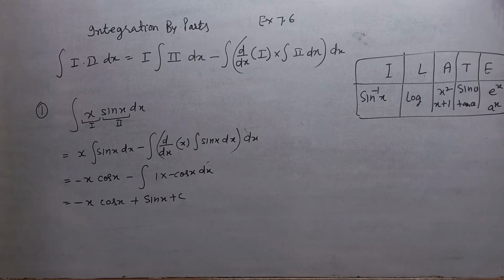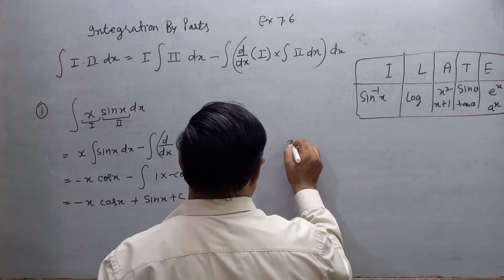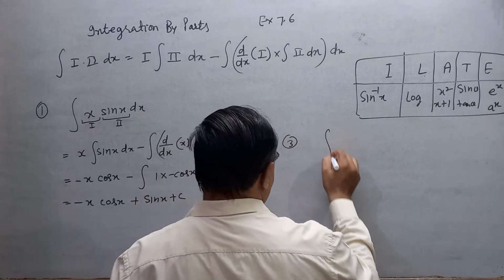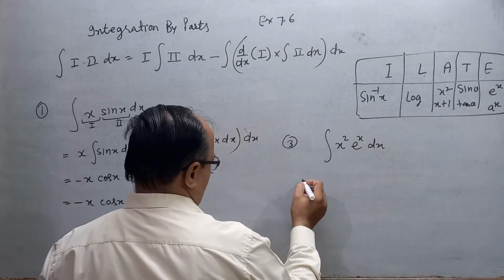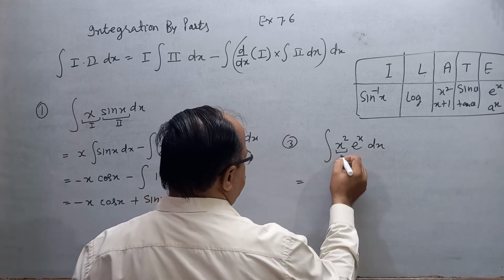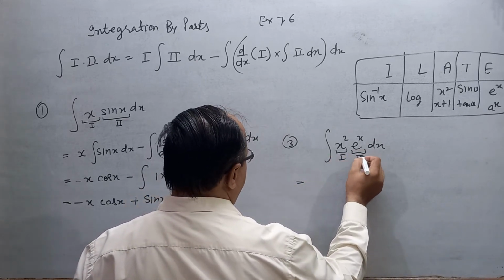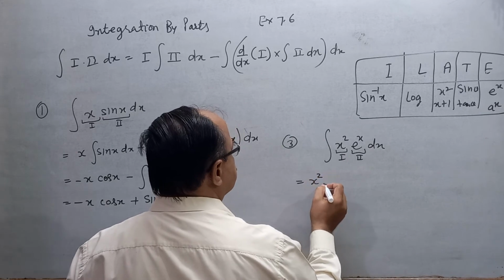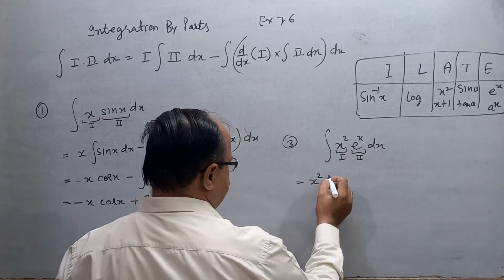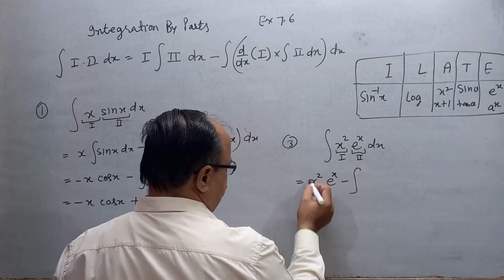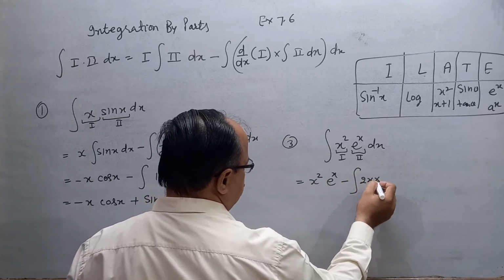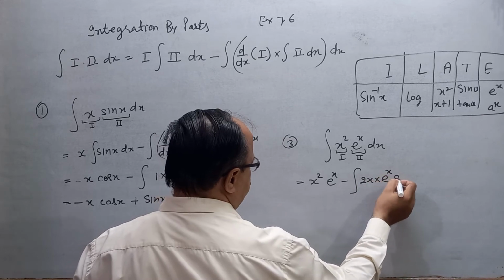I solve one more question, that is the third question: integration of x square e to the power x dx. First function, this is first and this is second. First function as it is, integration of e to the power x, you know that e to the power x. Now derivative of x square is 2x, and the integration of e to the power x, e to the power x.